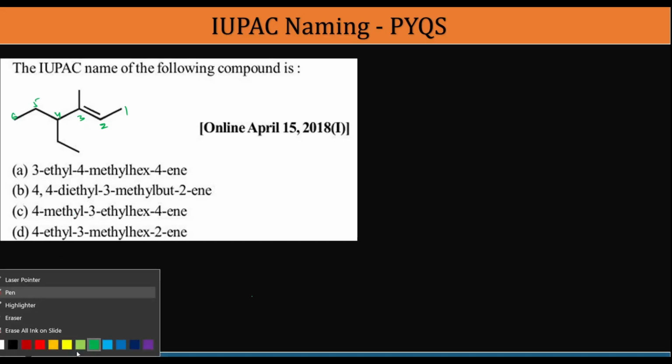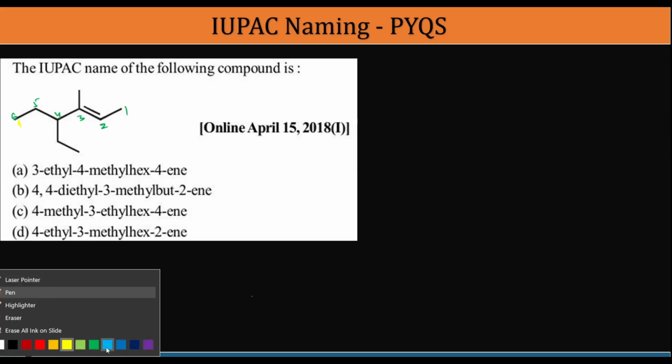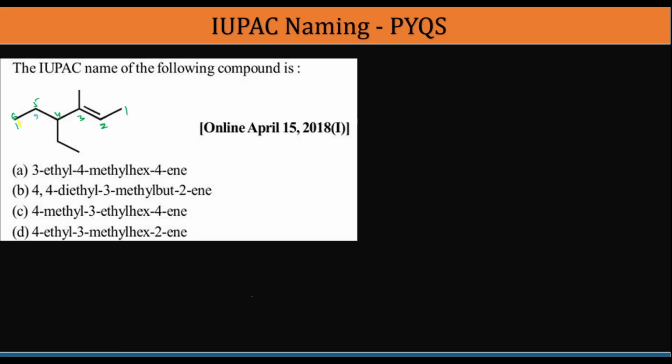So what if you gave numbering like this from here? Let me select another color. 1, 2, 3, 4, 5, 6. So here with blue color, what is the sum of the substituent numbers? 3. Ethyl, this is the ethyl group, this is the methyl group, right? 3 plus the methyl group getting 4, plus the alkene also getting 4.